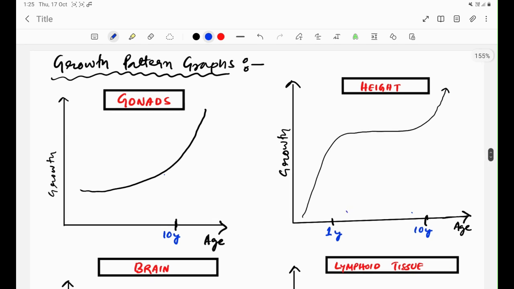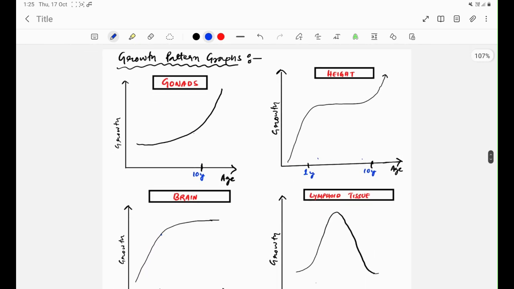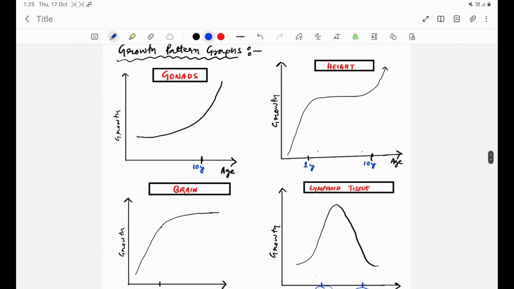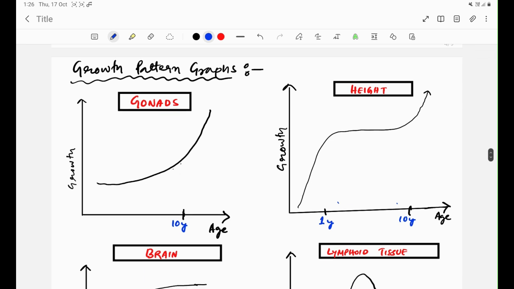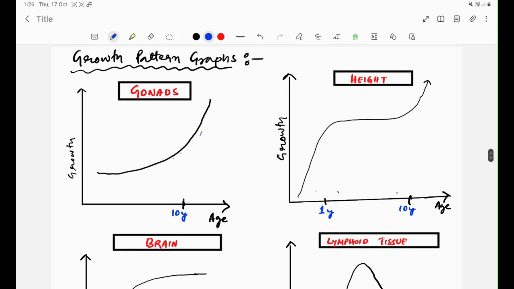Now growth pattern graph, this is very important, several times asked. Several times this graph has been asked, so you need to remember these graphs by heart. When you see the image, you should know what they're talking about. So first we'll talk about gonads. What happens in gonads? Till the age of 10 years, before the onset of puberty, it's steady. After 10 years it gives a spike. So this is gonads. What happens in height? Till 1 year there's a spike, then it becomes steady. Till 10 years it is steady, and after 10 years, at puberty, again gives a spike.